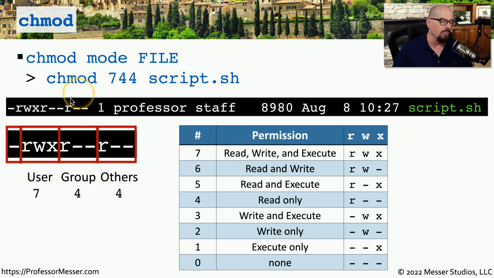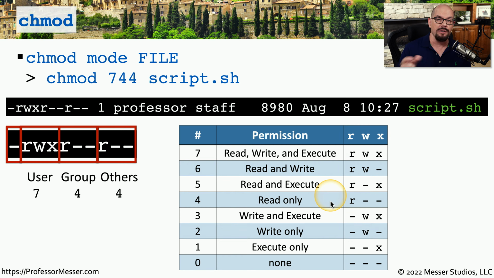So in this example, where we're changing the mode of script.sh to 744, the 7 means that the user will have read, write, and execute permission. Anyone who belongs to the group that owns that file will have 4, which is read-only permission, and everyone else who's neither a user or a group will also have the permission of 4, which is also read-only.